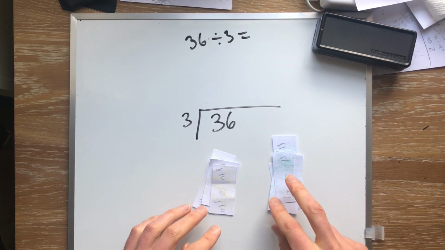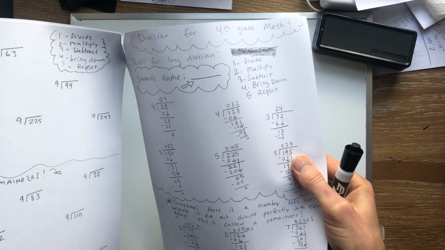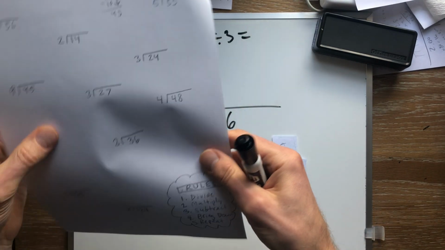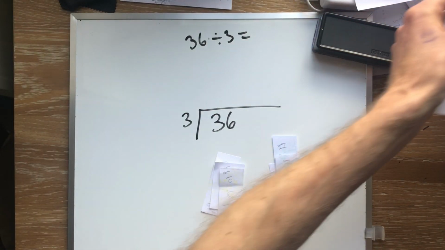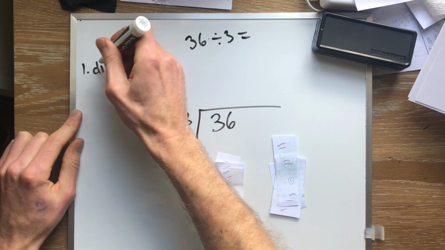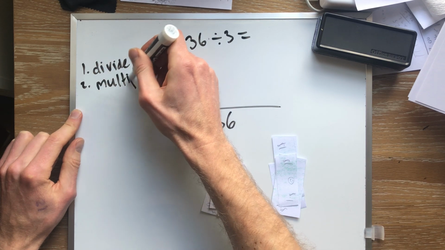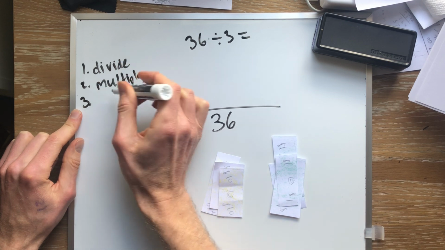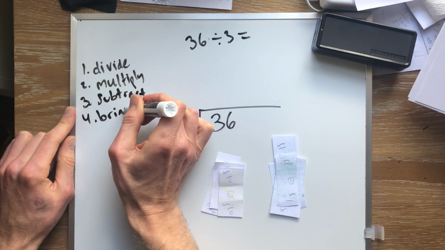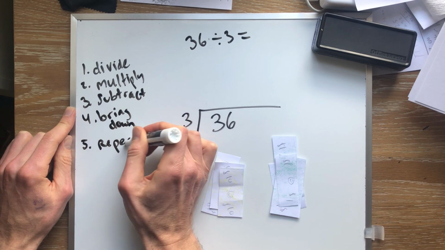So the first thing you do in long division, and you should have your packet too. I gave you guys all a packet yesterday, the pickup. And notice how it has these rules. It says divide, multiply, subtract, bring down, repeat. I'm going to write those down so we remember those. Divide is 1, 2 is multiply, 3 is subtract, 4 is bring down, and 5 is repeat. So it could go on forever.